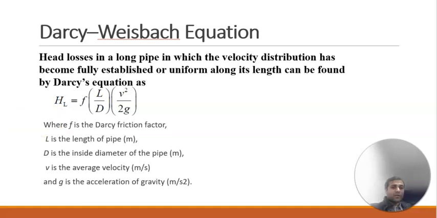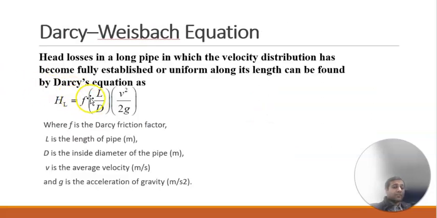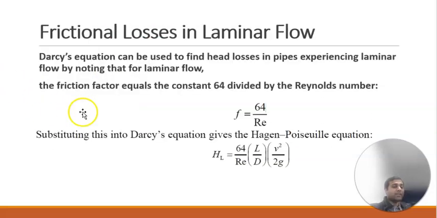So let's do one numerical question. Now, let's say we've got the Darcy equation and we want to find the friction coefficient as in the previous equation. So we've got this friction factor, the Darcy friction factor. How do we find the Darcy friction factor? The Darcy friction factor is equal to 64 over the Reynolds number. So rather than having an f there, I can put 64 over the Reynolds number.